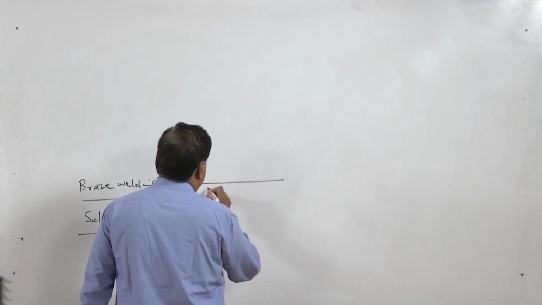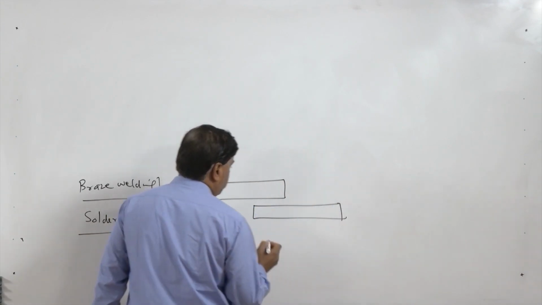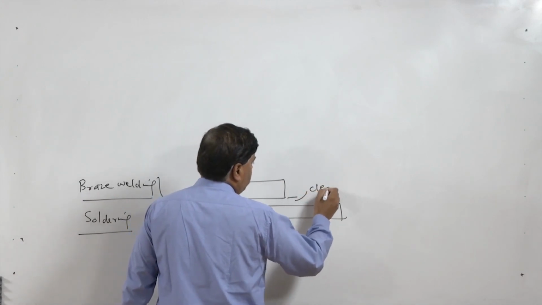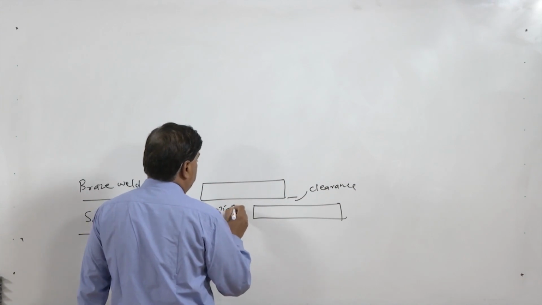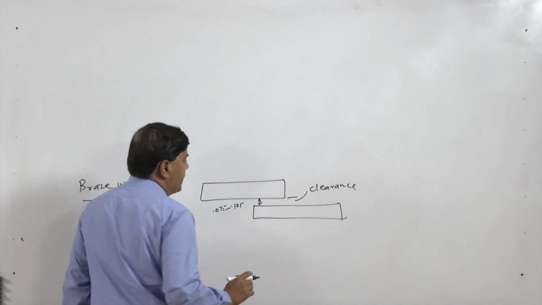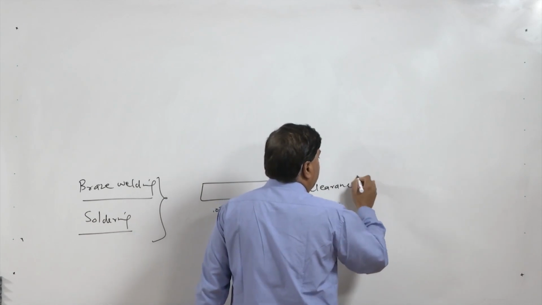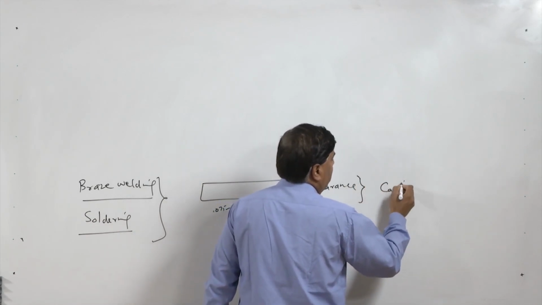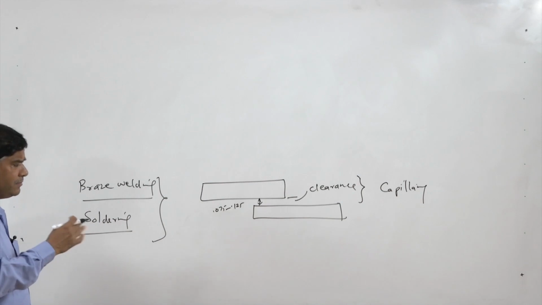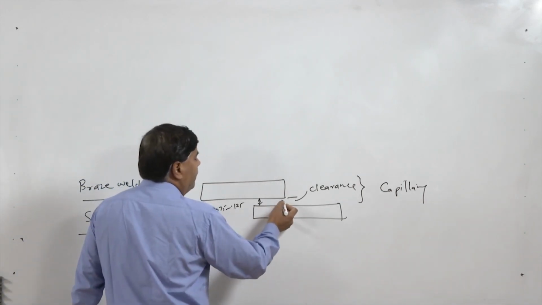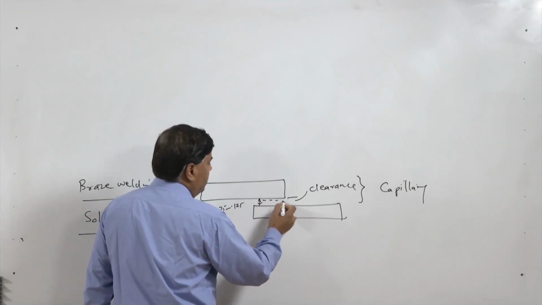The important thing, like in brazing, is that in soldering also the gap between the components to be joined, which is called clearance, must be very closely maintained, at 0.075 to 0.125. This gap plays a big role in achieving the required capillary action, by which the solder material is sucked in between the plates or sheets to be joined and gets distributed uniformly.